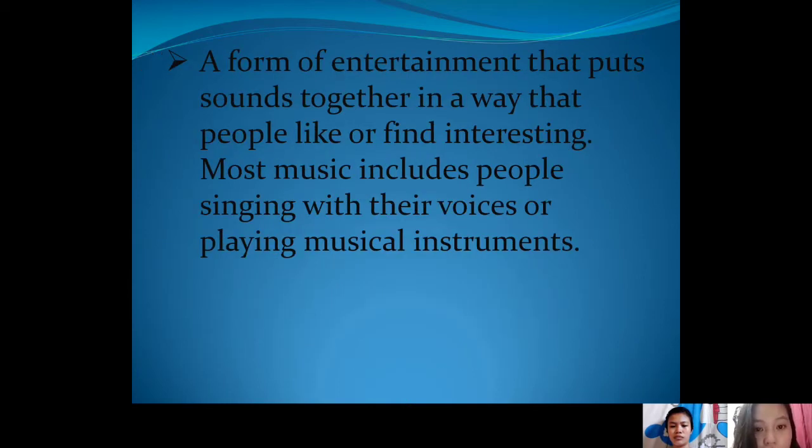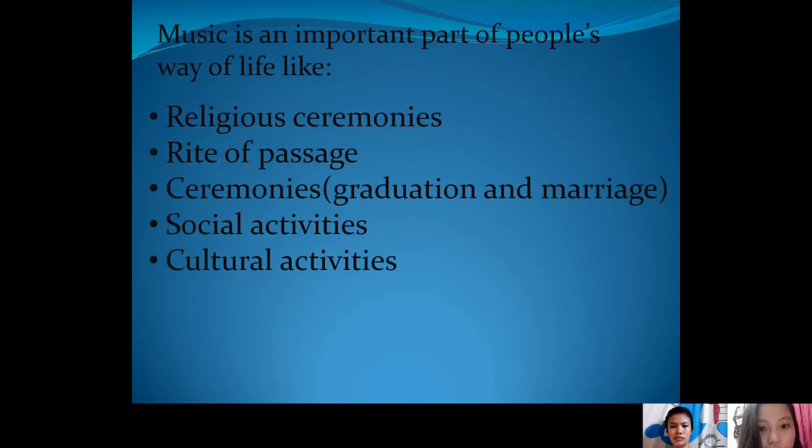It is a form of entertainment that puts sound together in a way that people like or find interesting. Most music includes people singing with their voice or playing musical instruments. Music is an important part of people's way of life, like religious ceremonies, rites of passage, ceremonies, graduation and marriage, social activities, cultural activities.